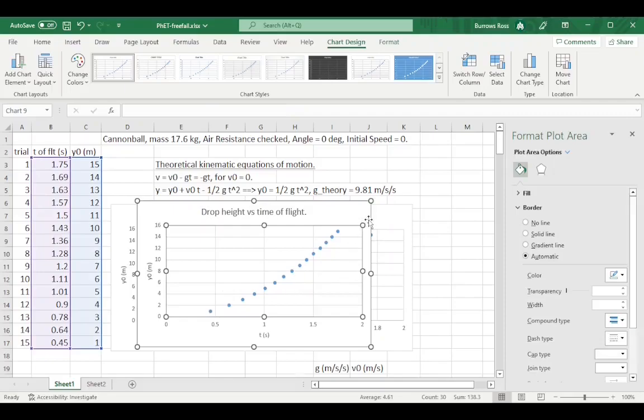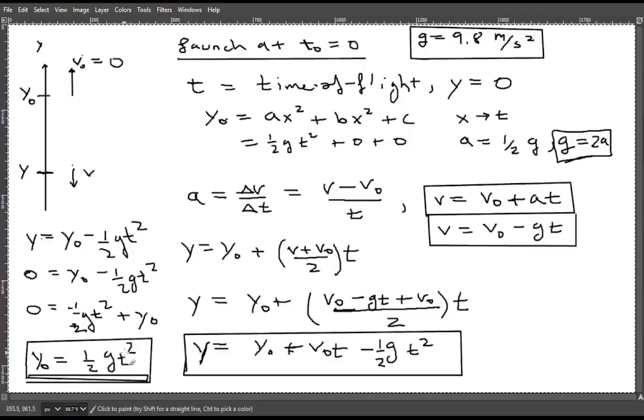Now, those data points should correspond to this equation right here: y is equal to 1/2 g t squared, if the acceleration due to gravity is a constant. And if it is, then all our derivation above has to hold. So that's what we're assuming is true. If that's true, then that equation should be the equation that describes all this data. Okay, so let's see what we're going to do then.